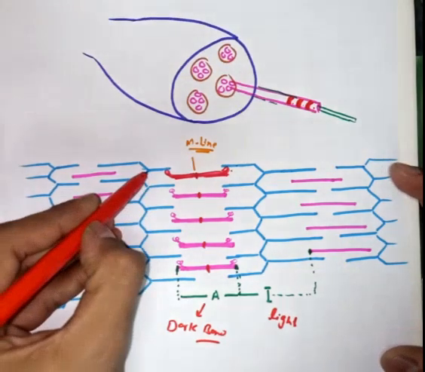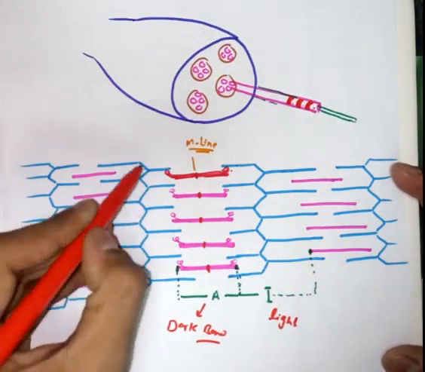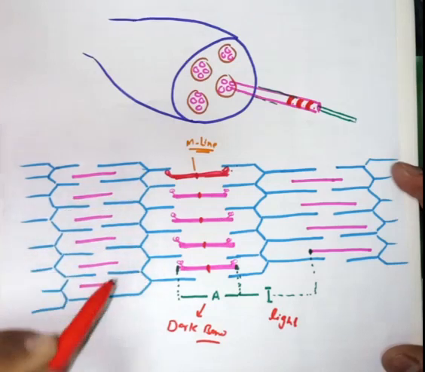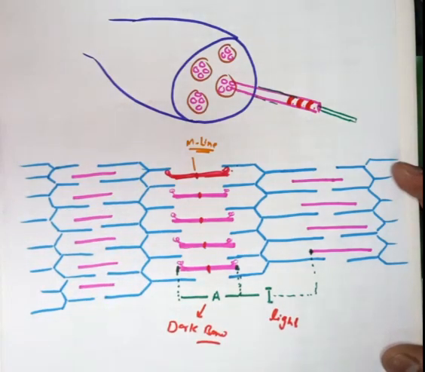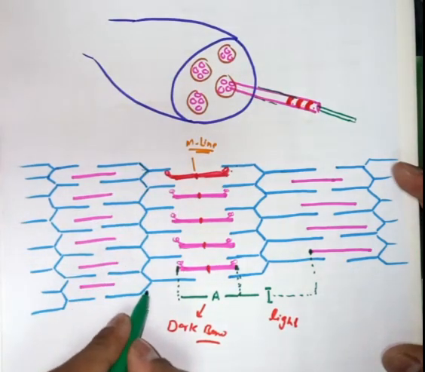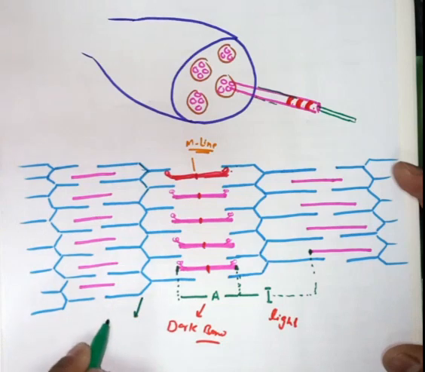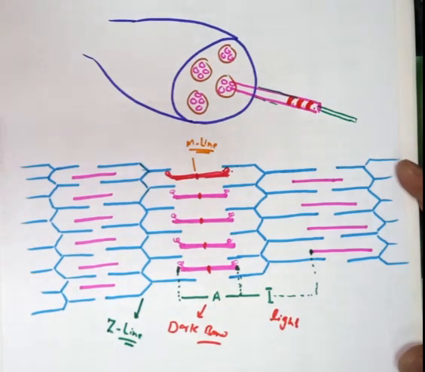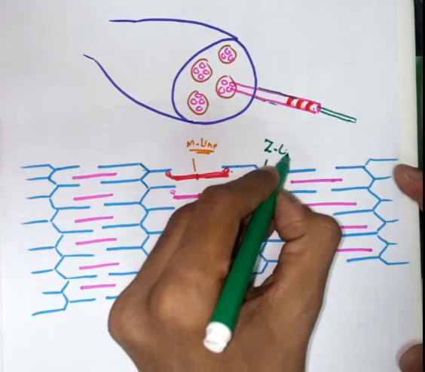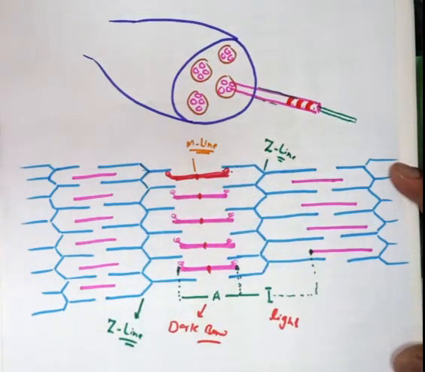Now, this line between the thin filaments, this is the thin filament, this is the thin, and this line between the thin filaments is called the Z line. Z line. Similarly, this will also be called the Z line. Getting me?